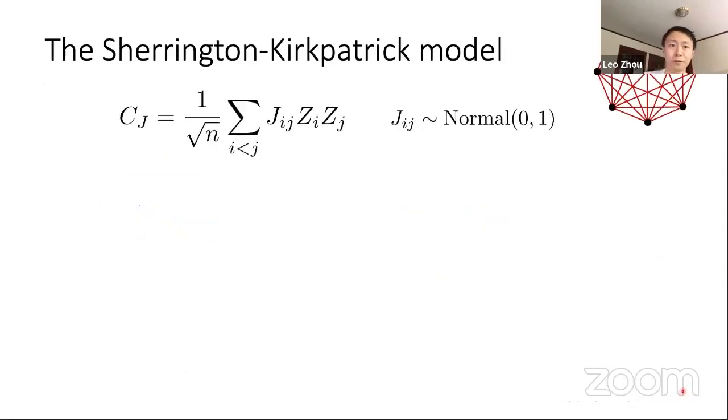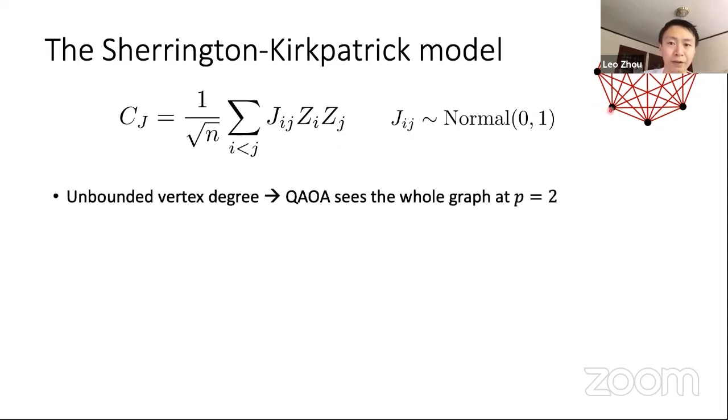Now I will move on to our result, and before that, I need to tell you a bit more about the Sherrington-Kirkpatrick model. Again, this is a cost function defined on a complete graph with random sign couplings. Because the complete graph obviously has unbounded vertex degree, we don't have this issue of the low depth limitation, because the QAOA sees the whole graph at p equals 2.